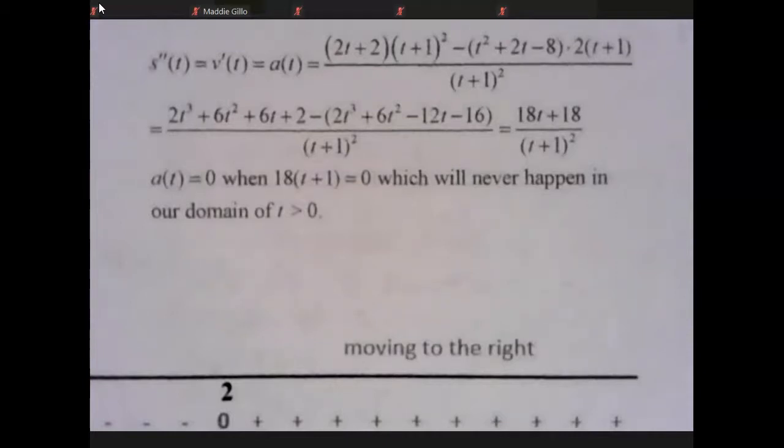So again, when we're talking about these types of functions, we need to find position, velocity, acceleration, find the zeros of velocity and acceleration, and then compare the signs at those points around them.